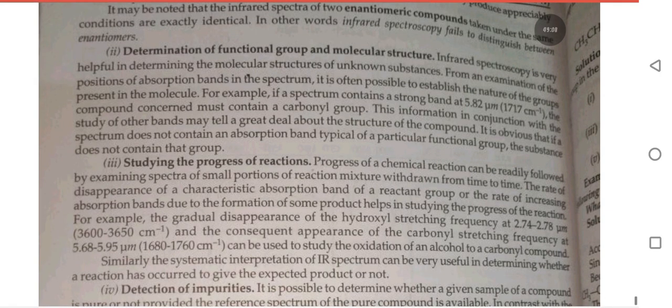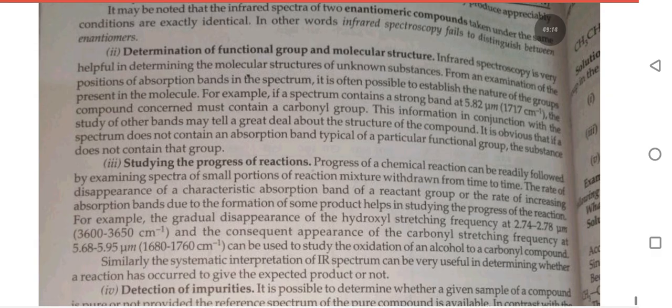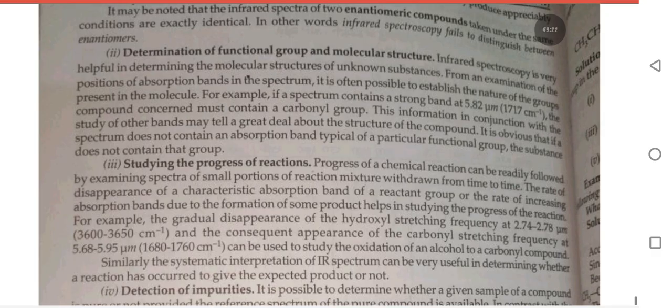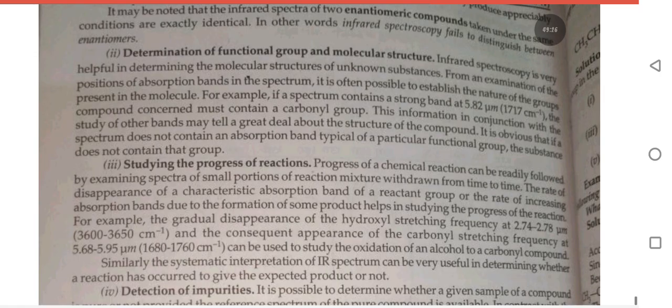For example, if a spectrum contains a strong band at 5.82 um, the compound concerned must contain a carbonyl group. This information, in conjunction with the study of other bands, may tell a great deal about the structure of the compound. It is obvious that if a spectrum does not contain an absorption band typical of a particular functional group, the substance does not contain that group.